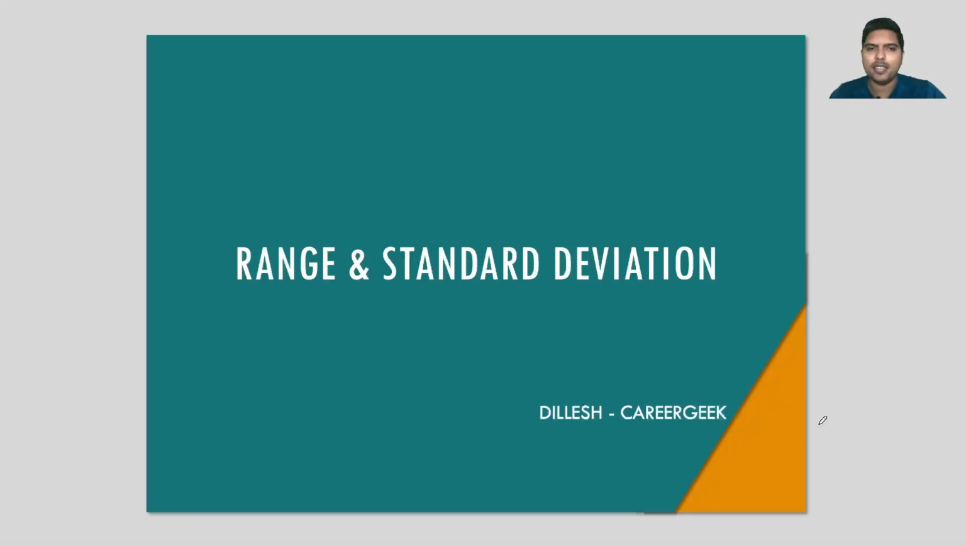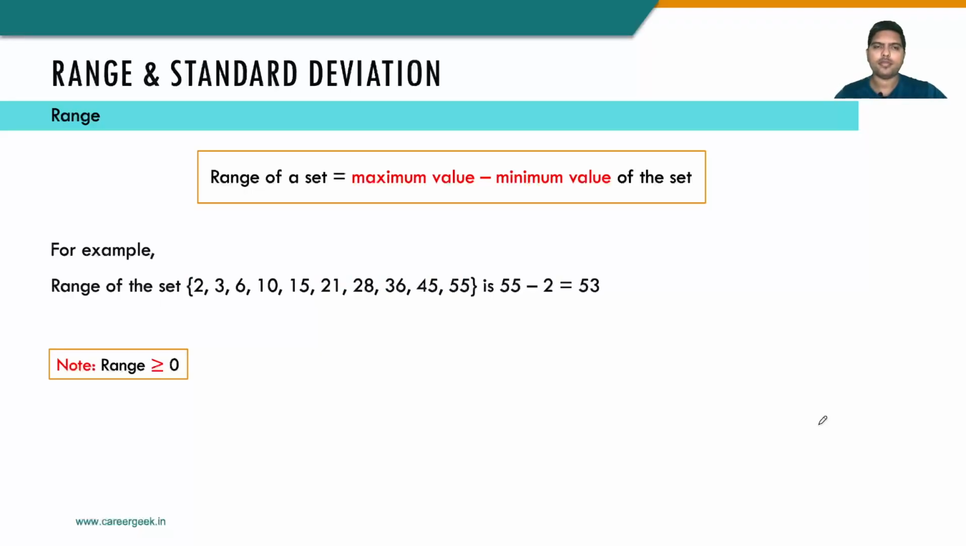Hi, so let's discuss range and standard deviation. We have discussed mean, median, and mode. Now, what is range? Range is maximum value minus minimum value of a set. For example, if this is the given set, which is in ascending order, the range of this set will be maximum value minus the minimum value, which is 55 minus 2, 53.